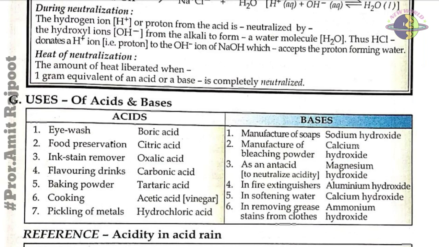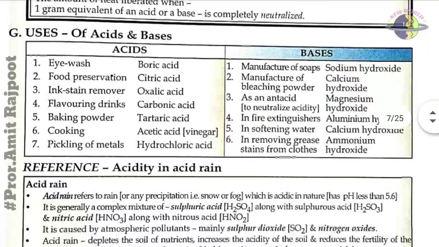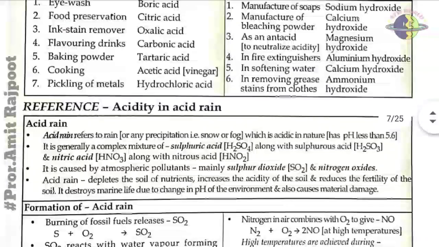Bases also have uses. In manufacturing of soaps, sodium hydroxide is used. Manufacturing of bleaching powder, calcium hydroxide is used. As an antacid, magnesium hydroxide is used. In fire extinguishers, aluminum hydroxide is used. In softening water, calcium hydroxide is used. In removing grease stains from clothes, ammonium hydroxide is used. So these are the bases which are used for a particular cause.